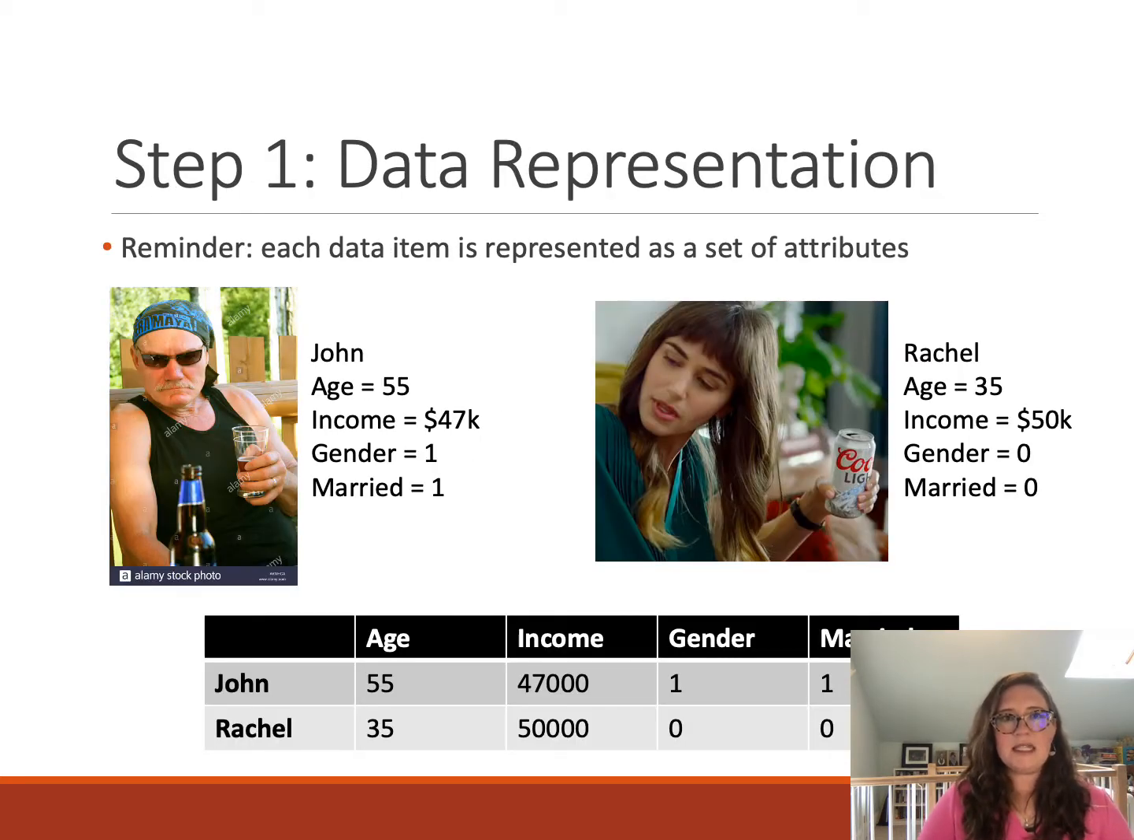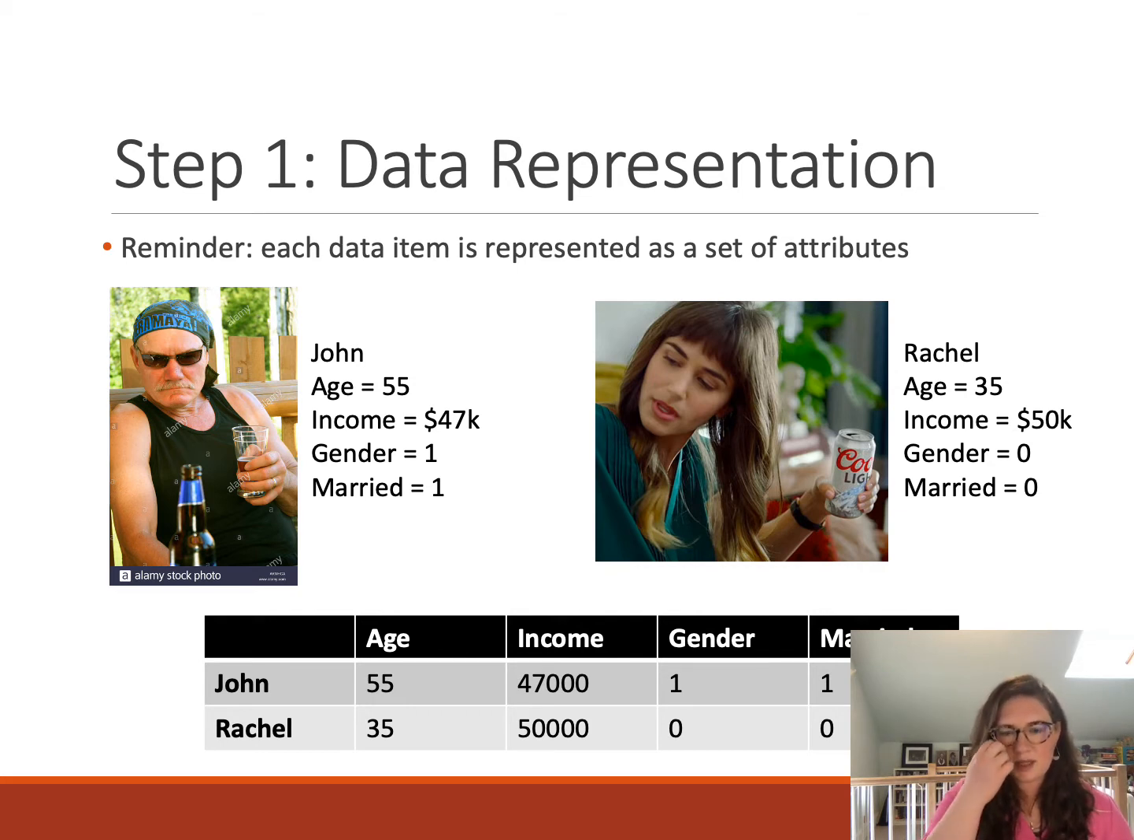So step one is to figure out how we're going to represent our instances as data that can be read by a predictive modeling algorithm. As a reminder, each data item is represented as a set of attributes, and then we can turn that set of attributes into a feature vector.